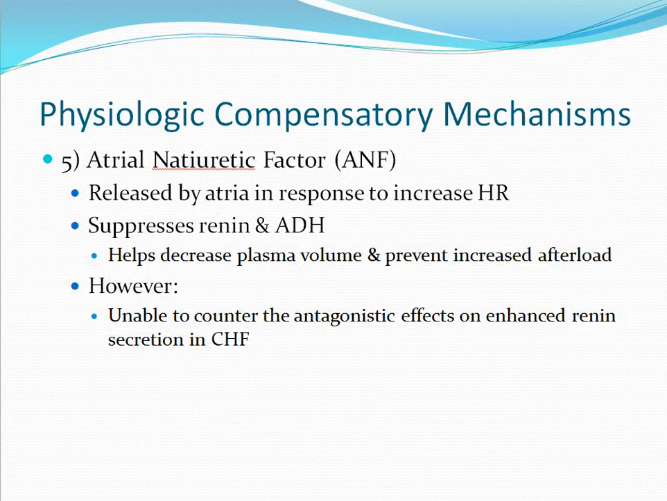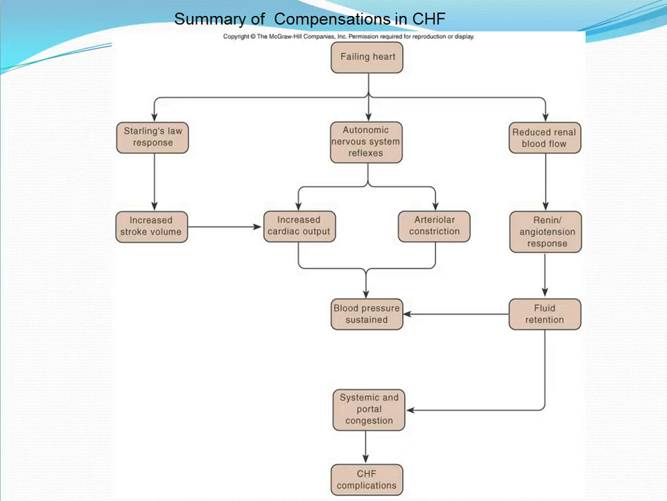A last mechanism would be the release of atrial natriuretic factor. This is a hormone produced by the atria in response to an increase in heart rate. It acts by suppressing renin and antidiuretic hormone in order to help decrease plasma volume and prevent an increase in afterload. However, in congestive heart failure, one is unable to counter the antagonistic effects of the enhanced renin secretion that is typically seen with congestive heart failure. This flow chart summarizes the basic compensations that can be seen and also how they exacerbate congestive heart failure.